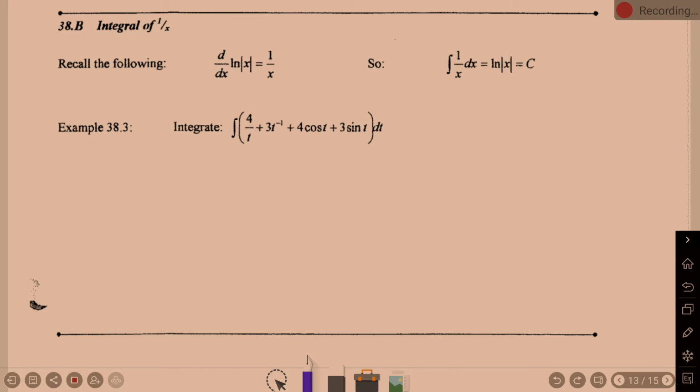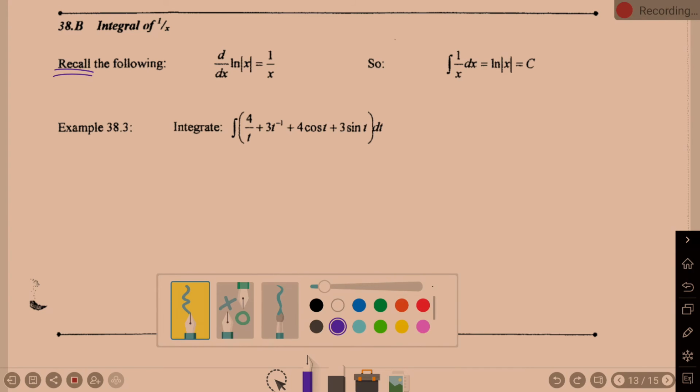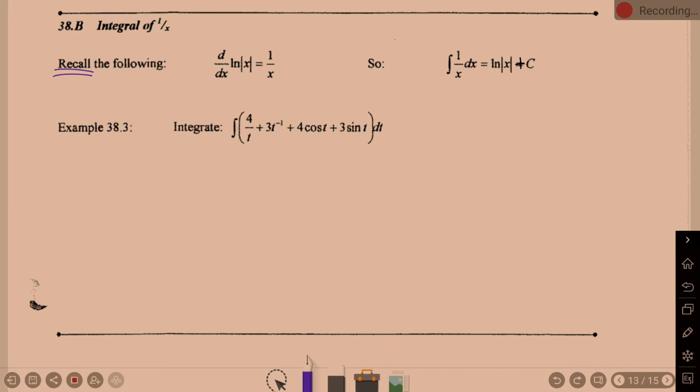Okay? Notice it says recall the following. The derivative of the natural log of x is 1 over x. So if the derivative of the natural log of x is 1 over x, that means the integral of 1 over x is natural log of x. And that should say not equals c, plus c. The integral of 1 over x dx equals the natural log of x plus c. Sorry. That's a typo.